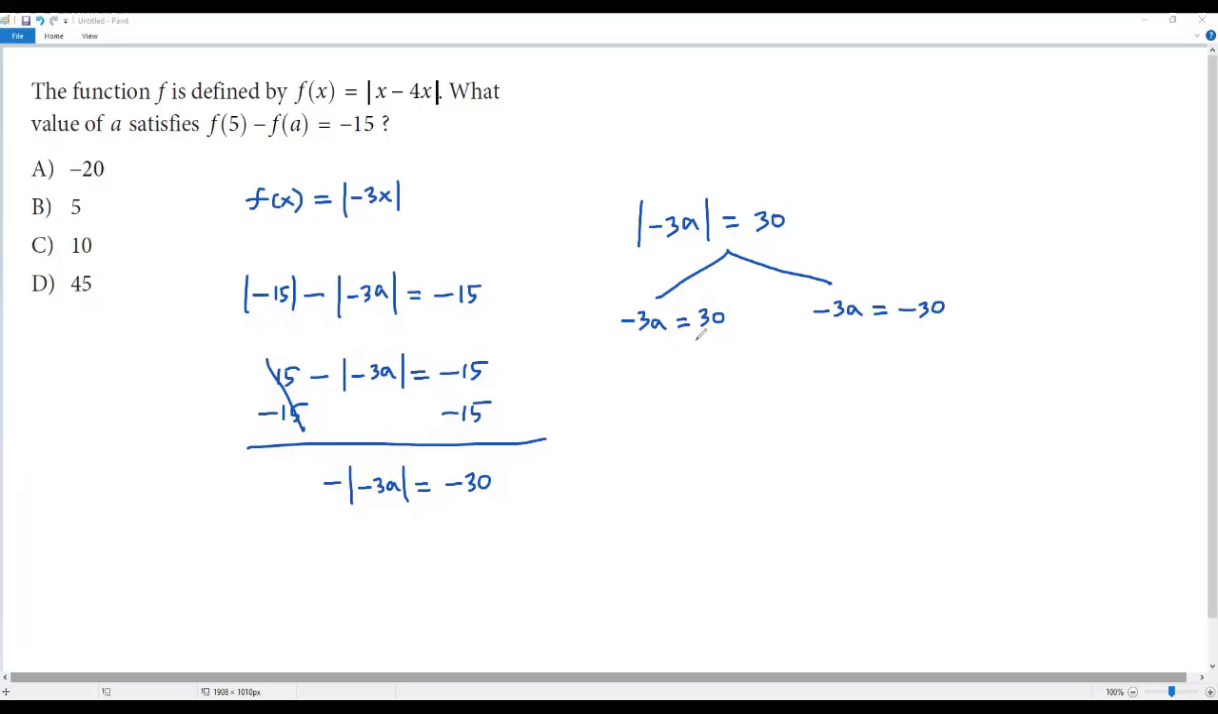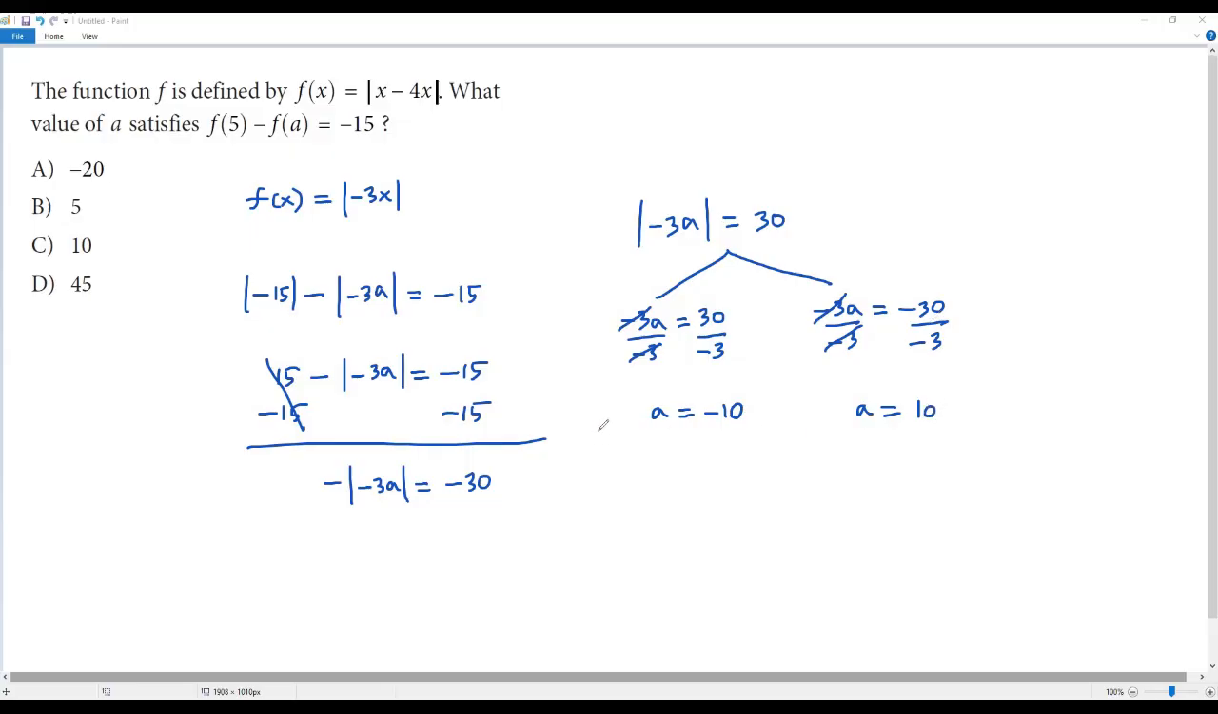Okay, let's solve for a in both equations. Let me divide both sides of this equation by negative 3. This negative 3 will cancel. We get a on the left side. On the right side, when I divide 30 by negative 3, I am getting negative 10. Now let me divide both sides of this equation by negative 3. This negative 3 will cancel out. I am getting a on the left side. When I divide negative 30 by negative 3, I am getting positive 10.